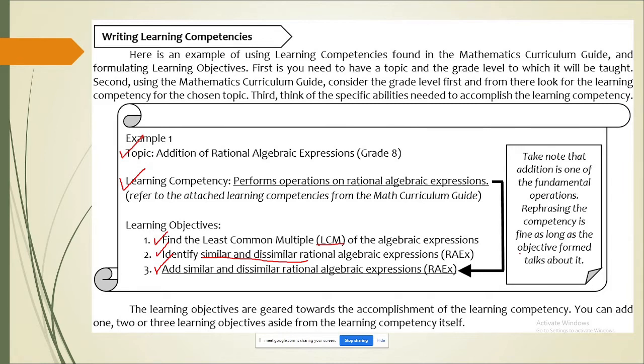Take note, the learning competency there, addition, is a part of the operations. You can see the connection. But I did not write it verbatim as performs operations. I edited and specified it: add similar rational algebraic expressions. The same goes for other operations, like subtraction, multiplication, and division. You specify which operation you use. So this is how you write learning objectives. Is this clear, by the way?